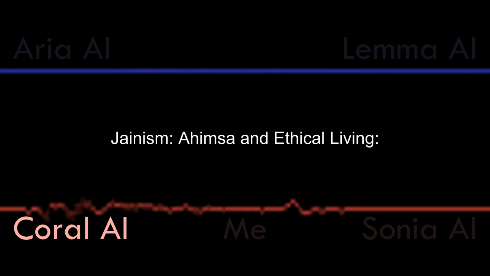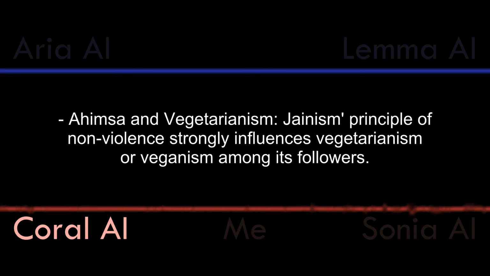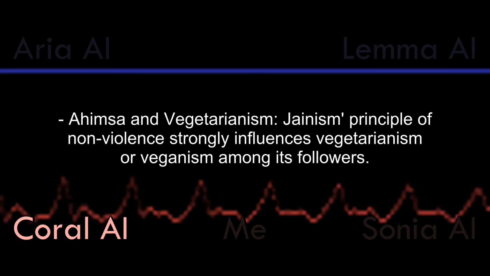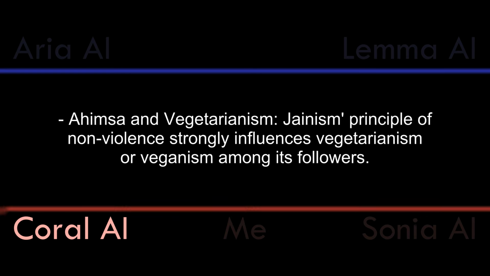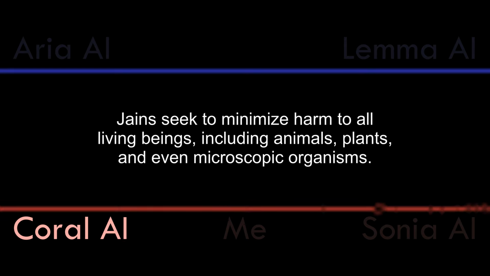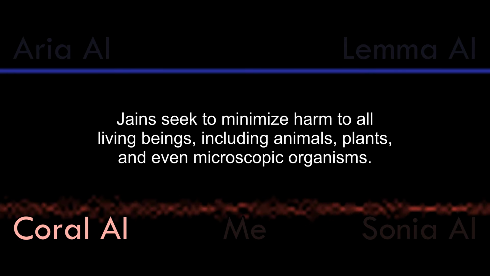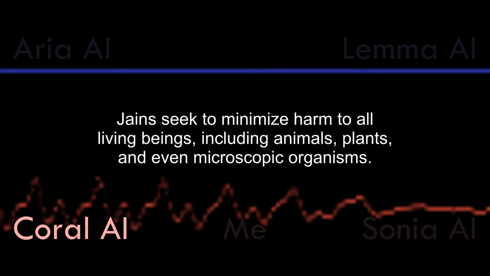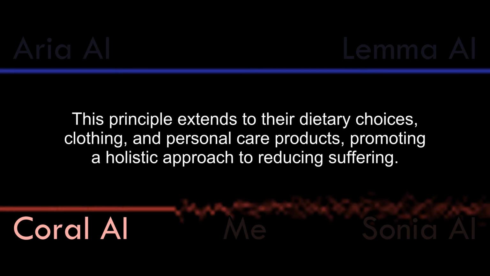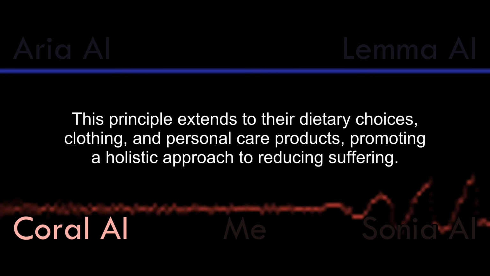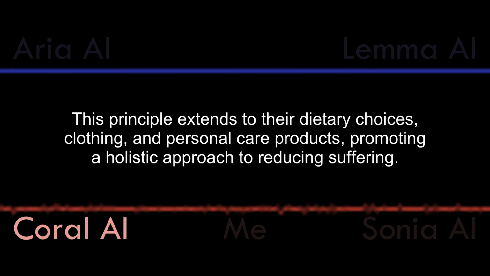Jainism, ahimsa, and ethical living. Ahimsa and vegetarianism. The Jain principle of non-violence strongly influences vegetarianism or veganism among its followers. Jains seek to minimize harm to all living beings, including animals, plants, and even microscopic organisms. This principle extends to their dietary choices, clothing, and personal care products, promoting a holistic approach to reducing suffering.